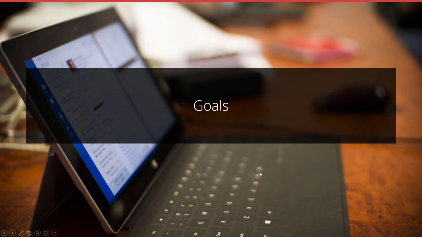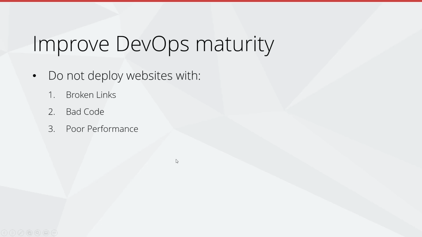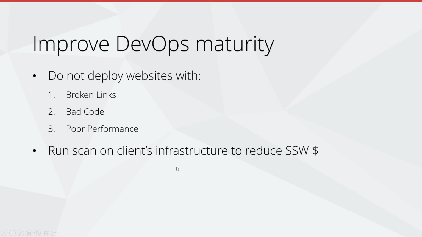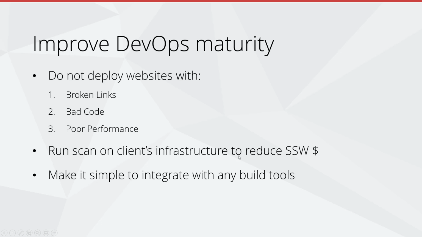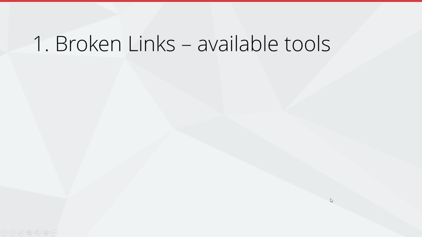So the goal of the new SSW Code Auditor is to improve the DevOps maturity. We don't want to deploy any website with broken links, bad code, or poor performance. We want to run the scan on the client infrastructure to reduce the cost. We want to make it really simple to integrate with any build tools. We want to update the backlog and auto add a PBI, such as SSW Code Auditor V2.